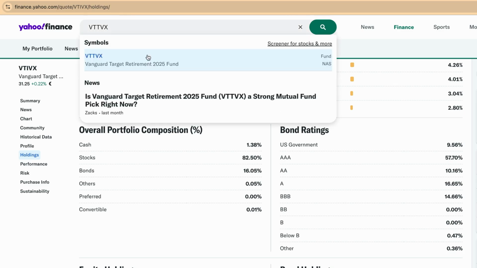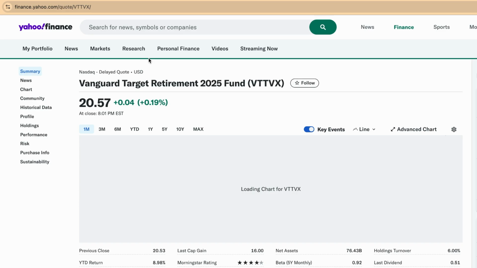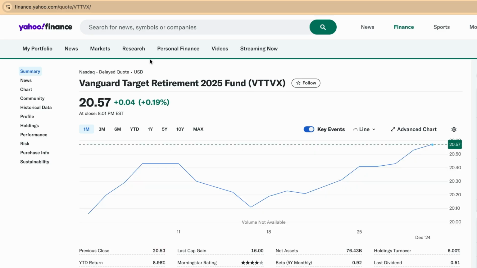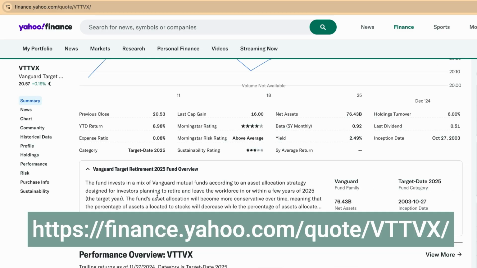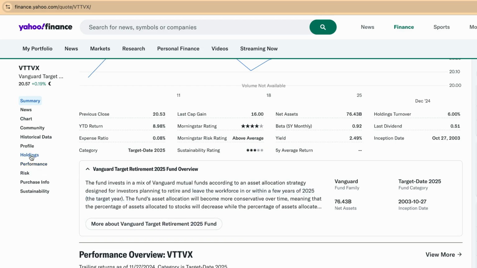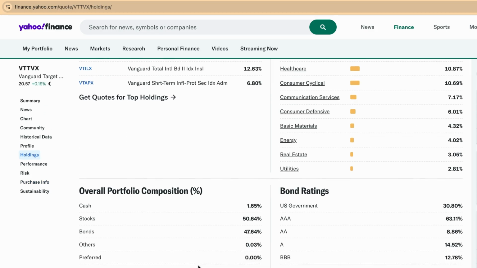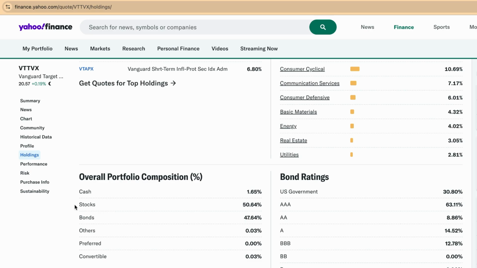I'm also going to open up one for 2025. So this is for someone that's going to be retiring or close to retiring in 2025. So that's a big difference. Same information, and it is for investors planning to retire and leave the workforce in or within a few years of 2025, the target year. Now let's go to its holdings to see the difference. If we go down to its portfolio composition, stocks are at around 50%, bonds now at 47%. So you'll notice that the target date fund for 2025 has increased its bond allocation.